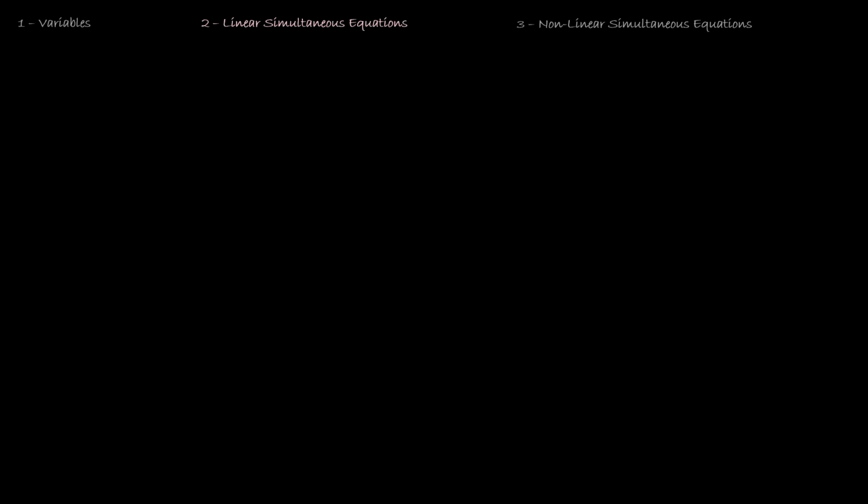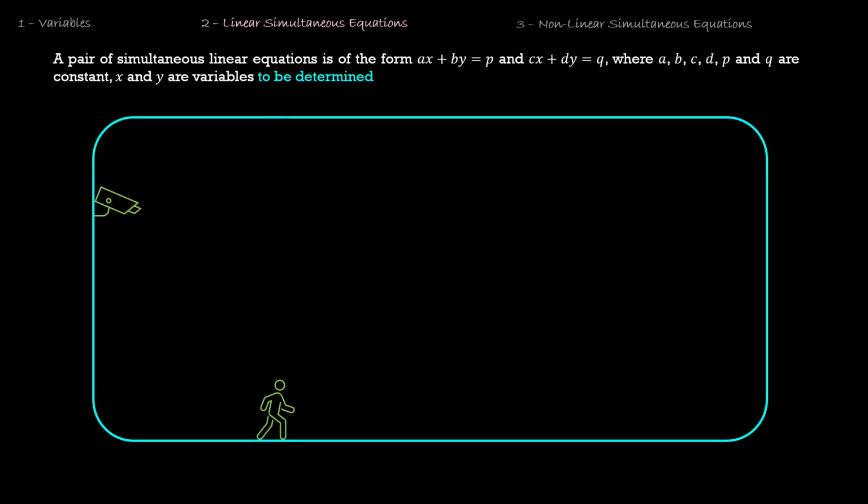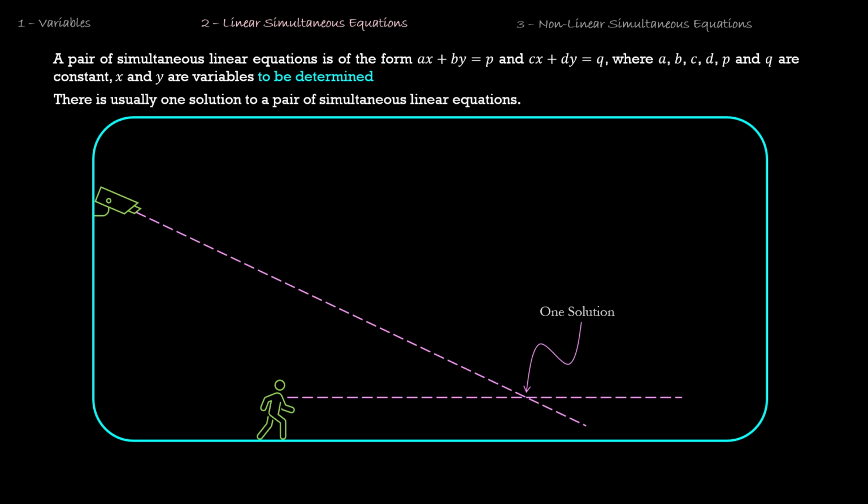We will now be focusing on solving linear simultaneous equations. These are just equations that represent straight lines. Let us illustrate what the solutions are. Take, for instance, that the man can only be moving forward or backwards. Likewise, the CCTV can only record a single path. At some point in time, the man will be caught by the CCTV, and the position where the man is caught is the solution. There is usually only one solution to a pair of simultaneous linear equations.